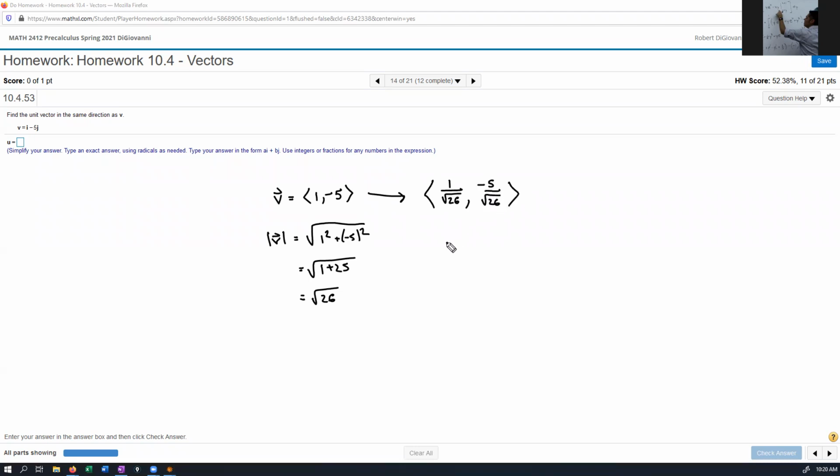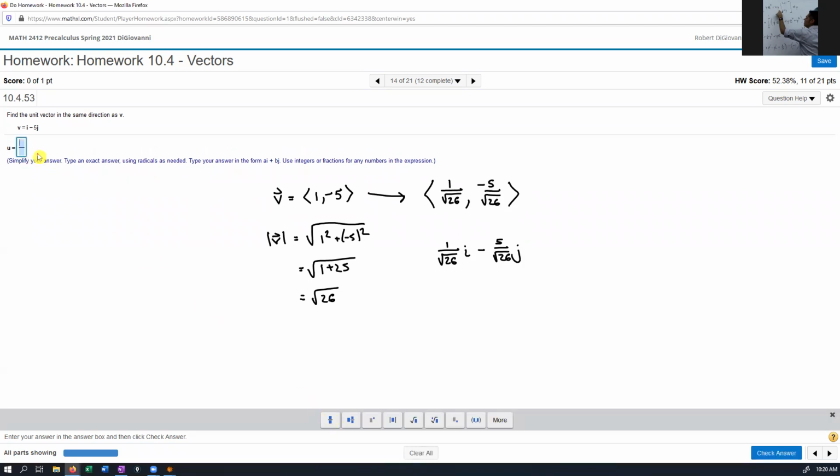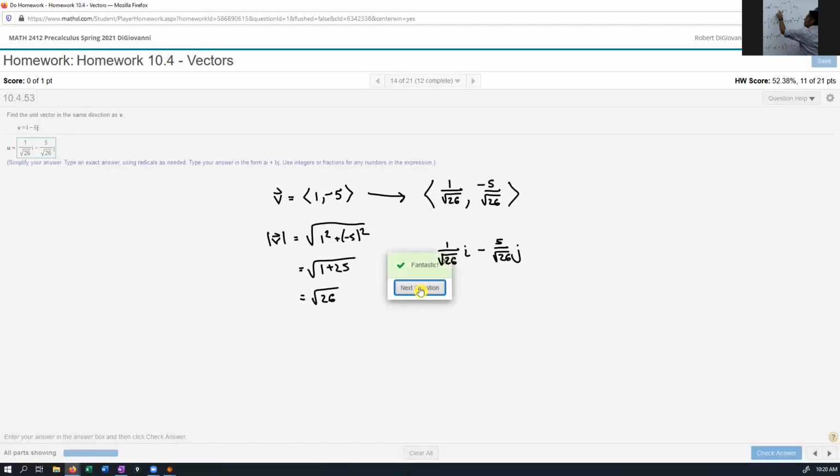And it looks like they want it again in the I hat, J hat. So minus, because there's a negative there, 5 over root 26 J. All right, now hopefully they don't want me to rationalize the denominator there. So 1 over the square root of 26 I minus 5 over the square root of 26 J. Oh, good, it took it. Good.